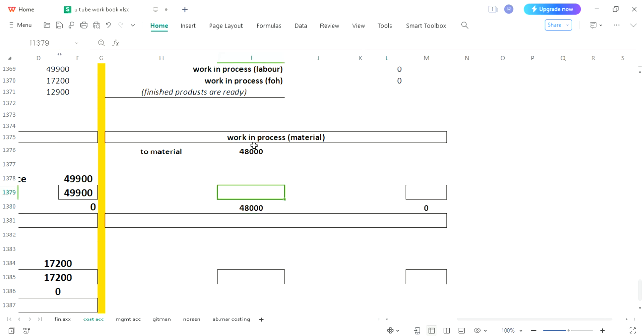The larger total would be put on the total of both sides. We have the larger sum 48,000, it has been put. Now select the smaller side, which was credit. There you will put your balance. How would this balance be calculated? By subtracting the smaller sum from the larger sum. Larger sum 48,000, and you subtract the smaller sum which was 0. In this way your balance has been calculated for the work in process material.